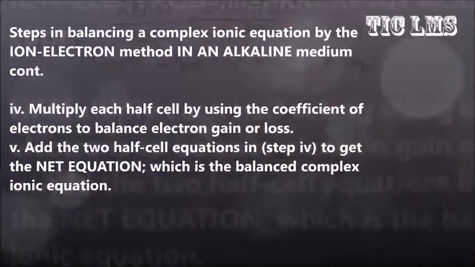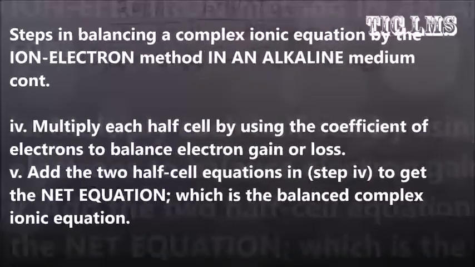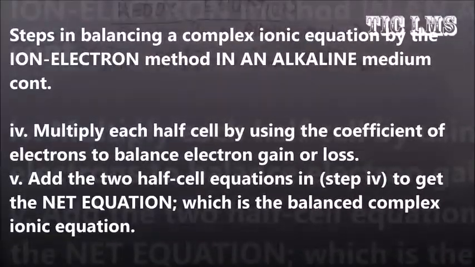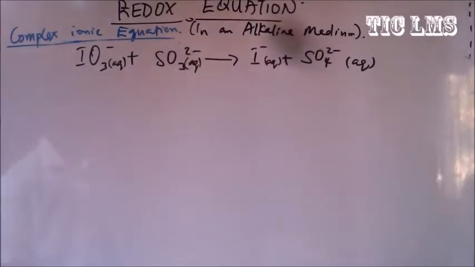Now step 4, multiply each half cell by the coefficient of electrons to balance electron gain or loss. And the 5th step is to add the two half cell equations in order to get the net equation. And don't forget that the electrons cancel out. So let's solve this question in an alkaline medium.